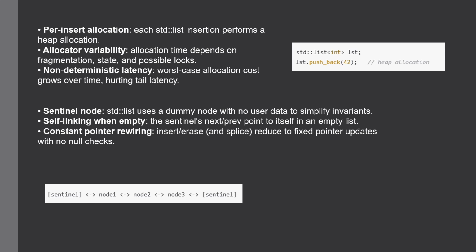Most std::list implementations use a sentinel or dummy node. This node does not store user data. Instead, it simplifies the internal invariants of the list. Conceptually, the structure looks like this: sentinel to node 1, node 2, node 3, and then back to the sentinel. When the list is empty, the sentinel's next and prev pointers refer to itself. This design eliminates the need for null checks and allows insertion and removal to be expressed as a fixed set of pointer updates. Understanding this structure is essential for understanding how splice works.